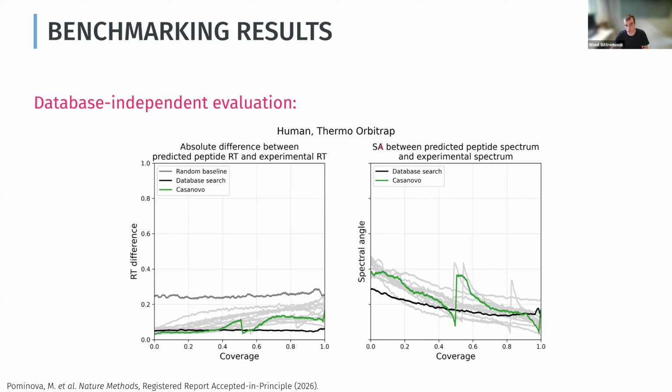Same for spectral angle between predicted fragment ion intensities and experimental spectra. For high confidence predictions, actually, the spectral angles are even better than for the database search, because this is exactly the region where, if you have a strong fragment coverage, de novo searching works well. Whereas for lower quality predictions, the spectral angle and the fragment coverage is lower, which also makes sense, of course, because there is just less information in the spectra for the de novo tools to make correct predictions.